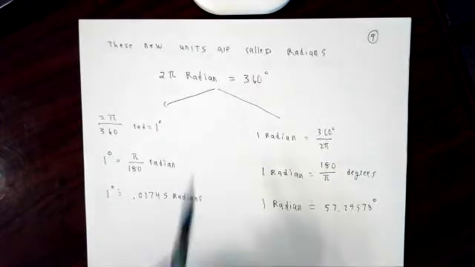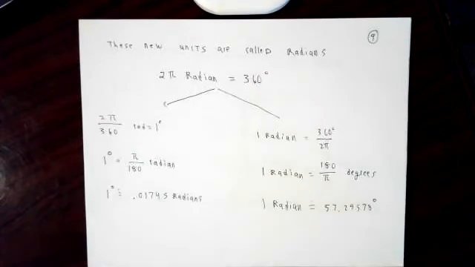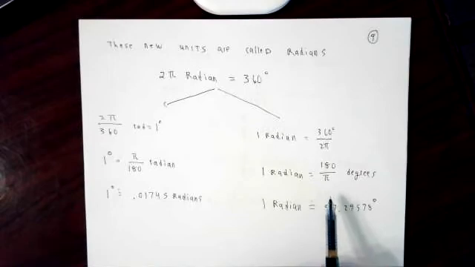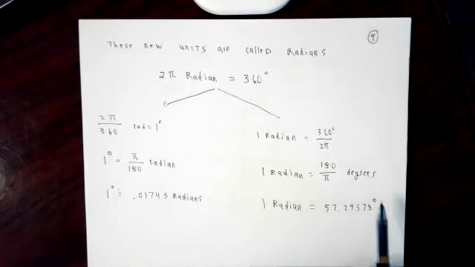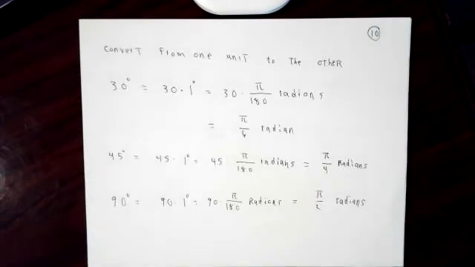On the other hand, if you took this same fact and divided both sides by 2 pi, you'll find out that 1 radian is 180 over pi degrees. And if you do this on your calculator, you'll find out that 1 radian is about 57.3 degrees, roughly speaking. Knowing those facts makes it easy to convert from one unit to the other.